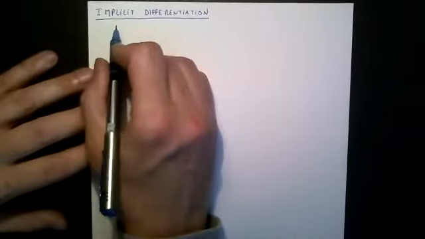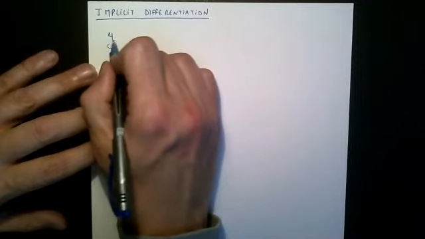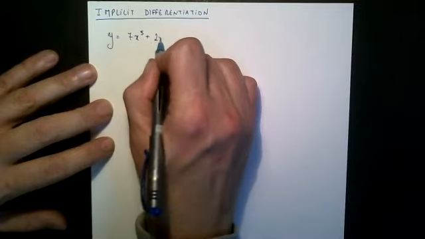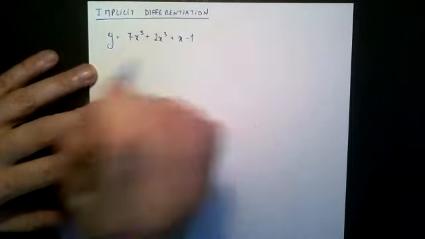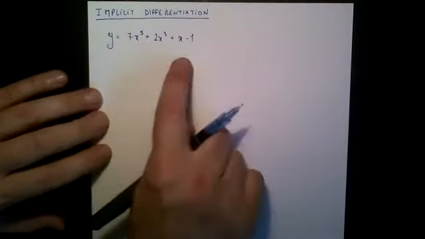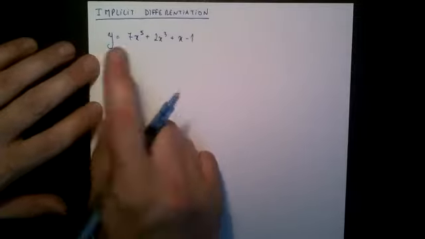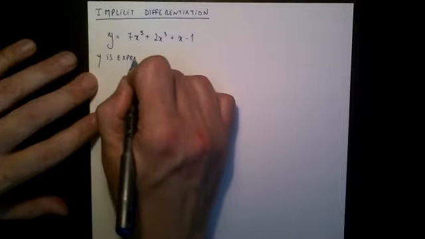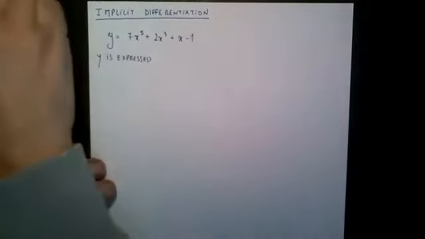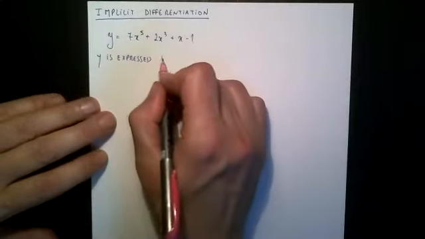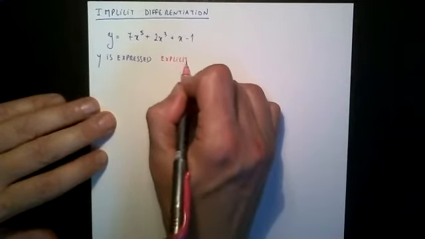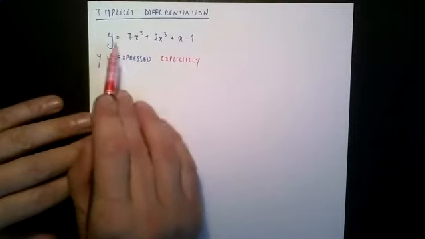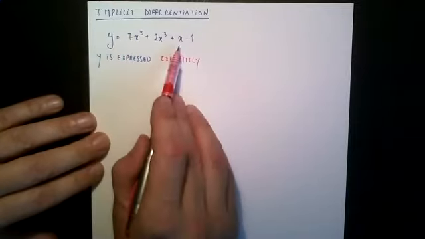So let's say I'm giving you y equals 7x^5 plus 2x^3 plus x minus 1. Okay, here we say that y is expressed explicitly. This is what we've been doing so far. Okay, y, you see it right away, it's isolated, and you know what y is.